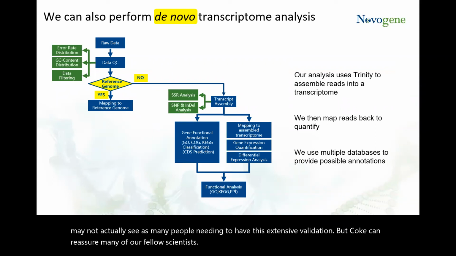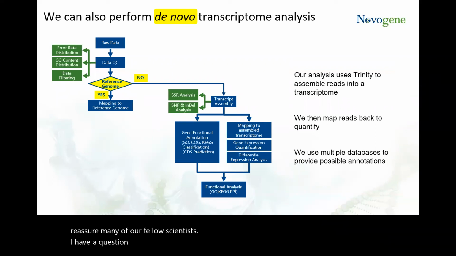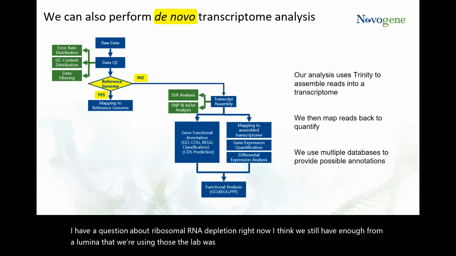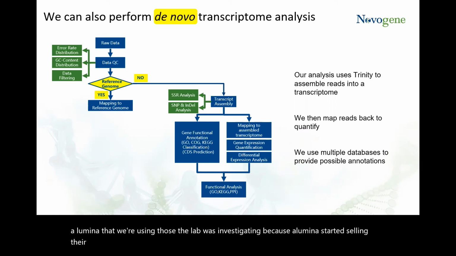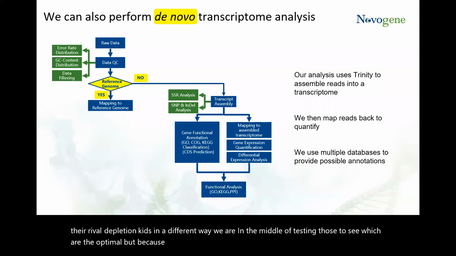I have a question about ribosomal RNA depletion. Right now, I think we still have enough from Illumina that we're using those. The lab was investigating because Illumina started selling their ribodepletion kits in a different way. We are in the middle of testing those to see which are the optimal, but because we are a major client of Illumina, we were able to buy a lot from them.